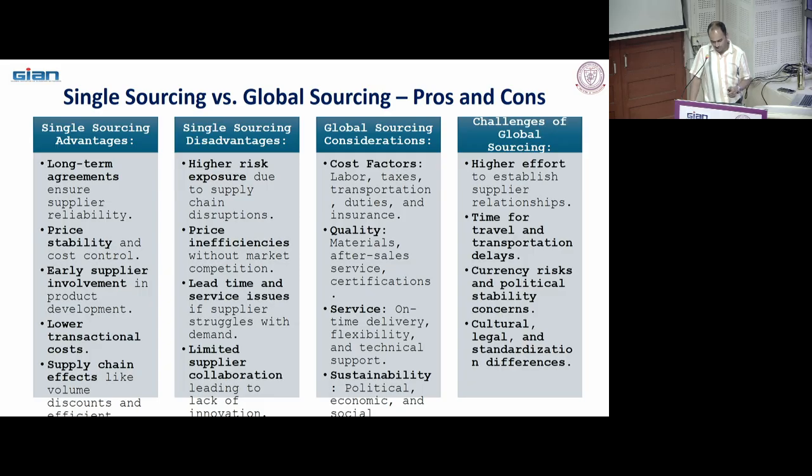Global sourcing, cost factors, quality service. Challenges in global sourcing like higher effort, time for travel. So tell me, during COVID, we are talking about local sourcing, global sourcing. So then do you go with the global sourcing or local sourcing? What do you do? Suppose if you join any company as a logistics manager or as a procurement manager, what do you prefer? Do you prefer the local supplier or global supplier?